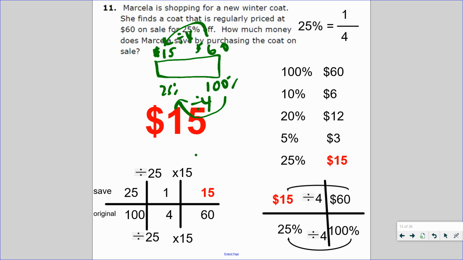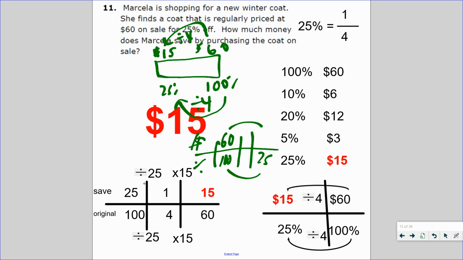Some people like making a table. There's many ways to make a table. This could be about money. This could be about percent. So regular price $60, which is 100%. How do I break it down to 25%? Divide by 4. Divide by 4, $15.